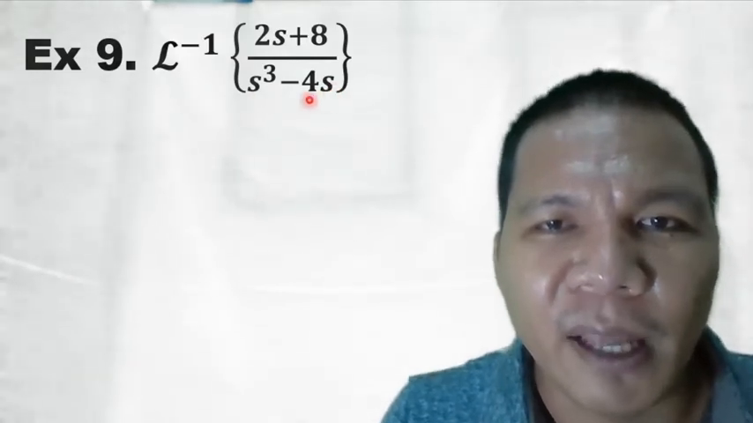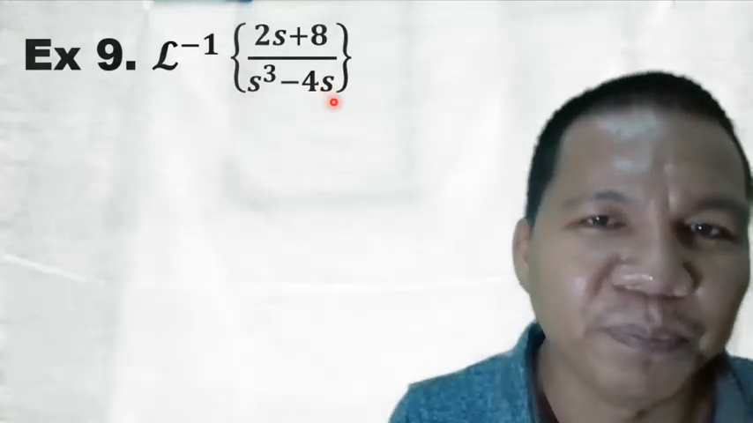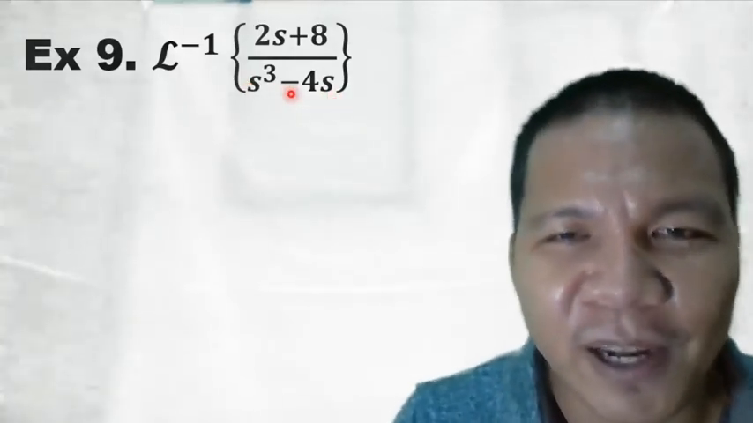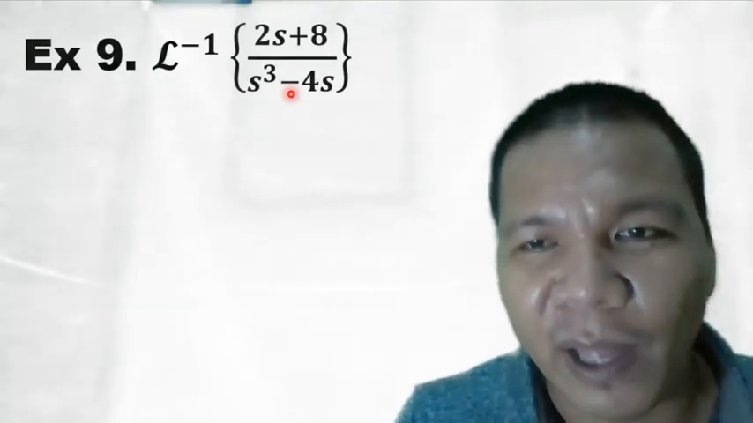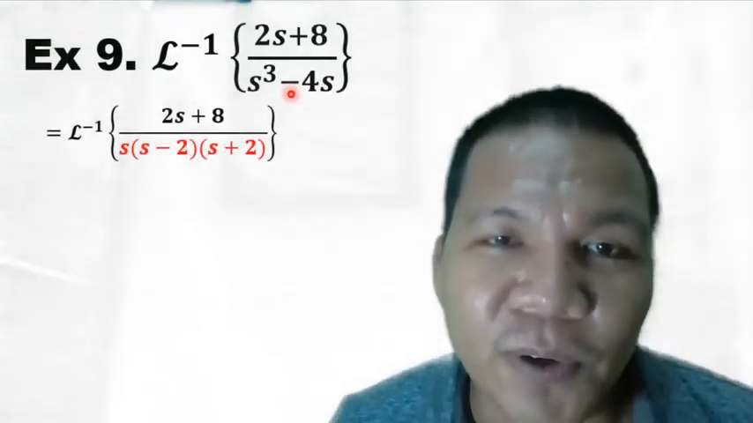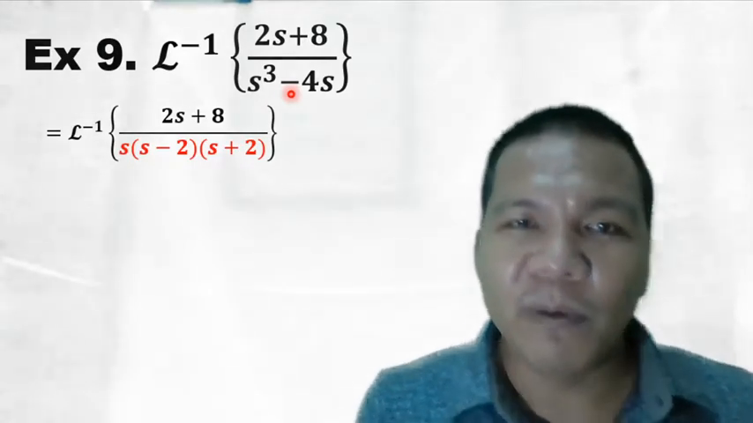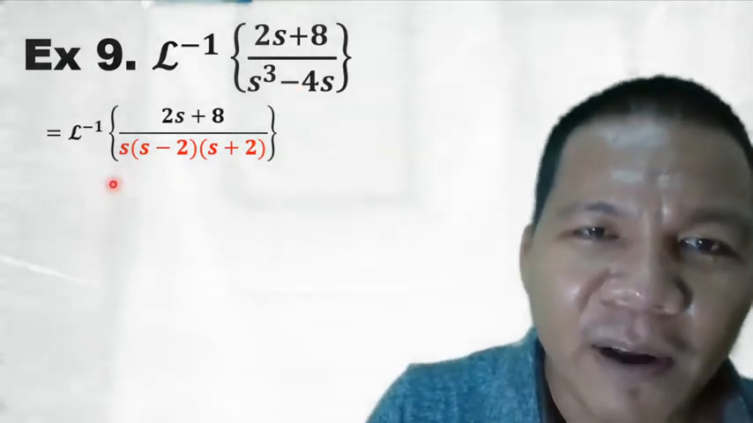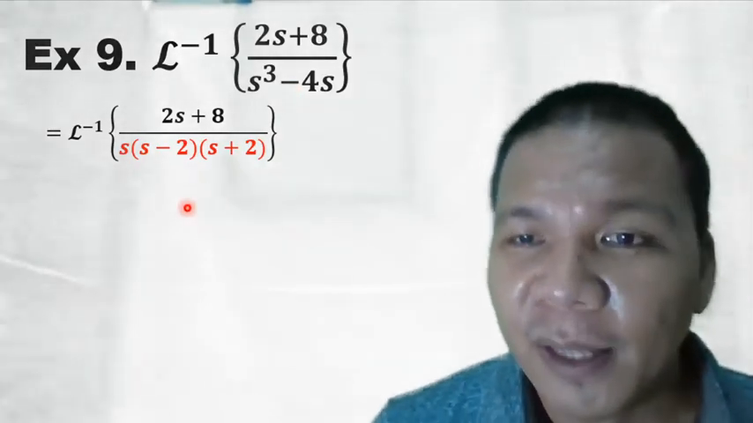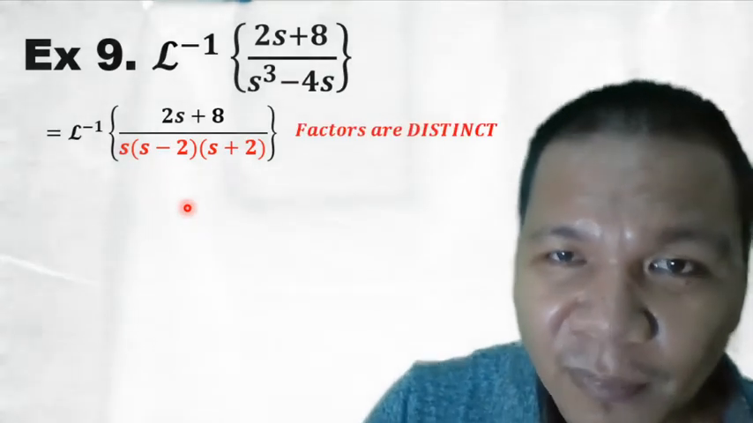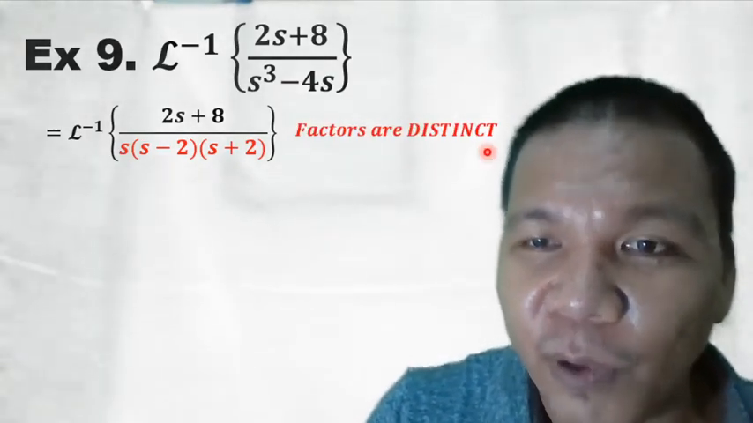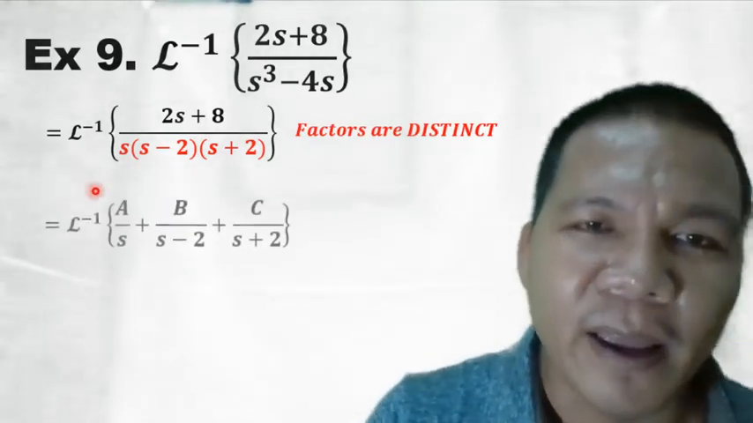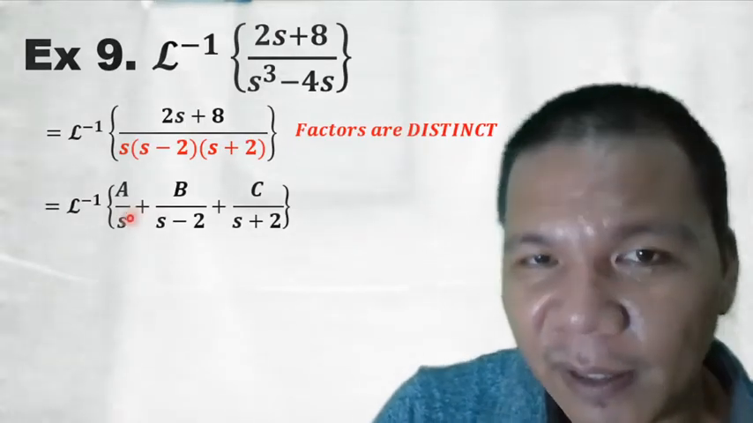Take note, s is common, so you can take out s. What will be left? S squared minus 4, which can also be factored: s minus 2 and s plus 2. That will give you s squared plus 8 all over s times s minus 2 times s plus 2. These are the factors of your denominator. Take note, the factors are distinct. When we say distinct, they are different. So if that is distinct, you can expand that using this form.